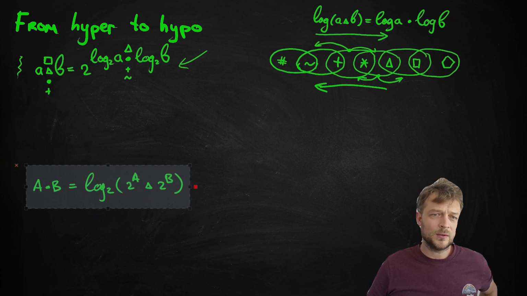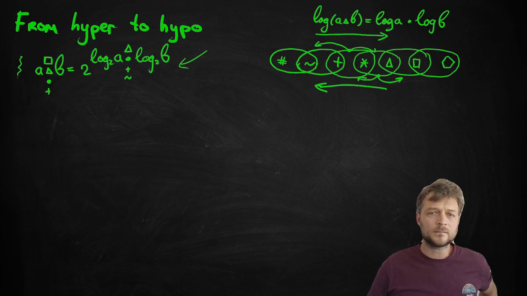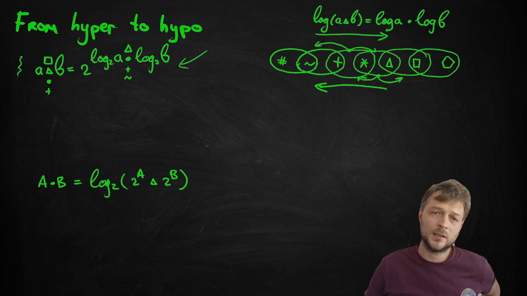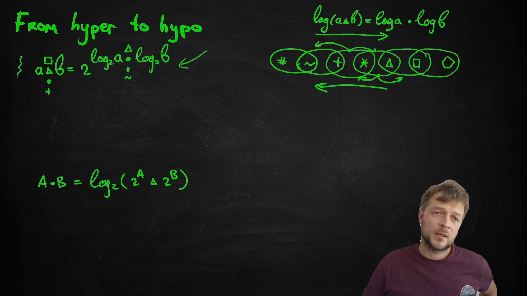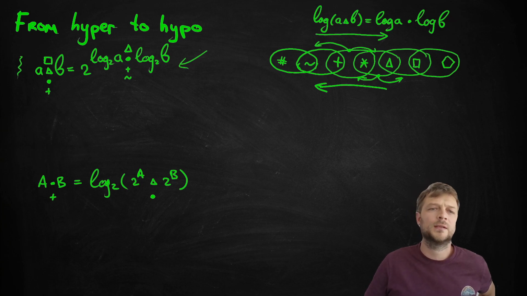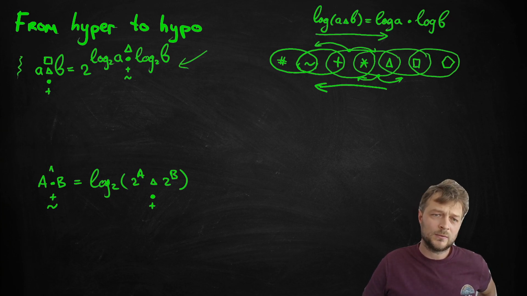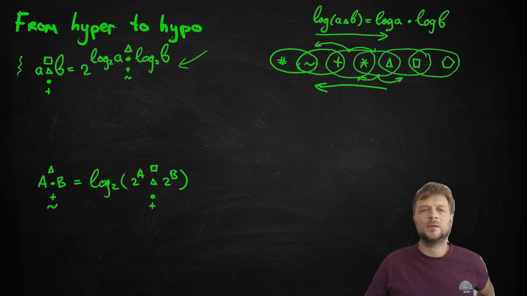let's look at this in more detail. So here we have the multiplication operation defined in terms of the triangle operation. We can define in the same way the plus operation in terms of the multiplication operation. We can define the tilde operation in terms of the plus operation. And the opposite way, we can define the triangle operation in terms of square. We can go up and down in this ladder.